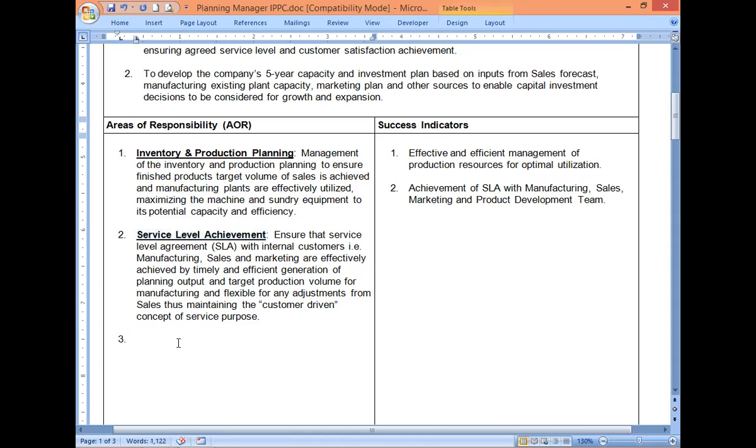Okay. Next one would be, what would be our next? Okay, since we already have the 5-year plan here, the long-term plan, I'm also including it as one of the AOR. So I would say 5-year plan.